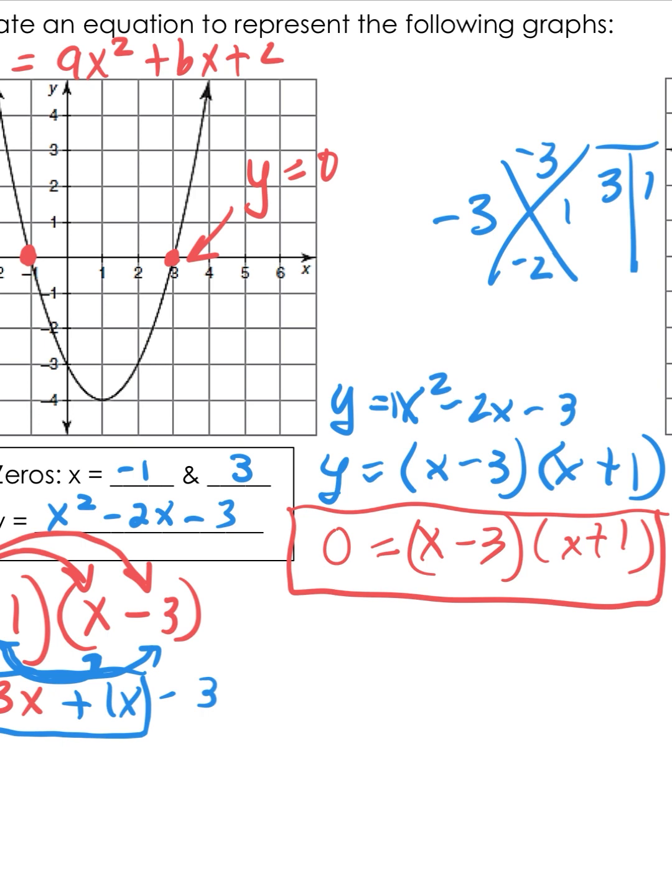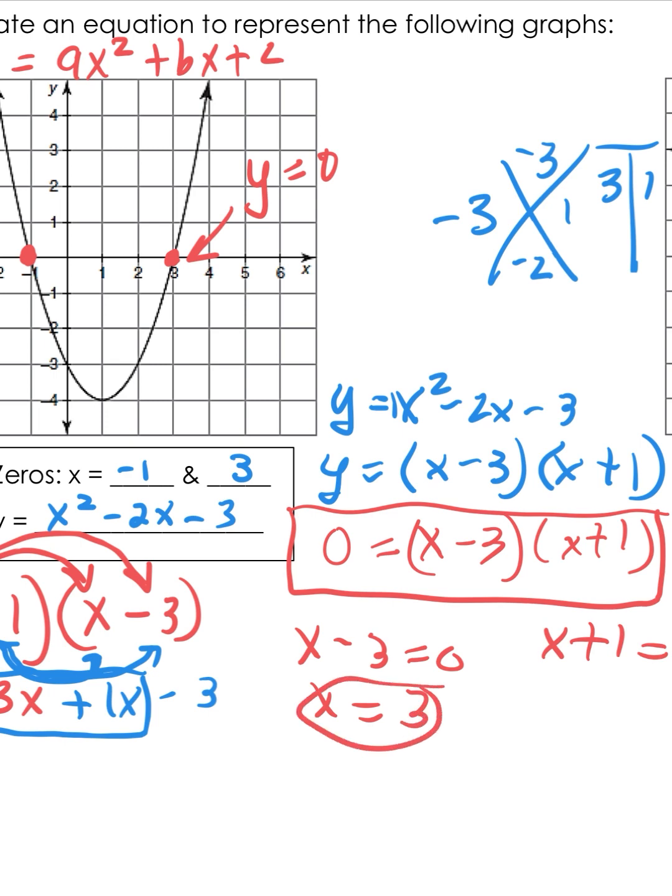Sorry about that. This is called the zero product property. If I say a times b is 0, then a is 0 and b is also equal to 0. And so what I'm saying here is that x minus 3 is equal to 0 and x plus 1 is also equal to 0. And so x equals 3. I just move this 3 to the other side and I get x equals 3.